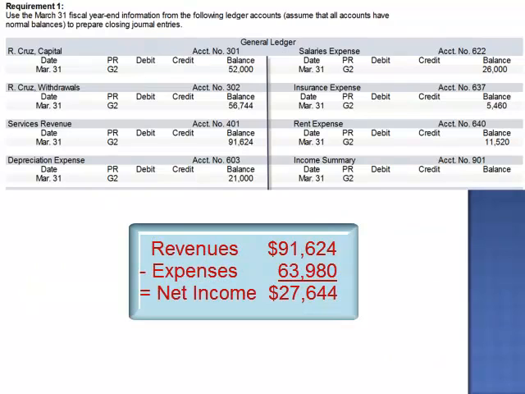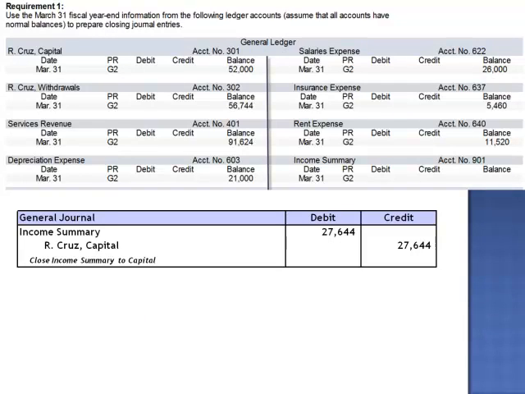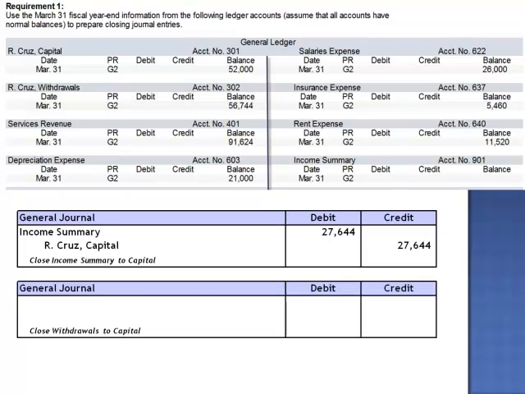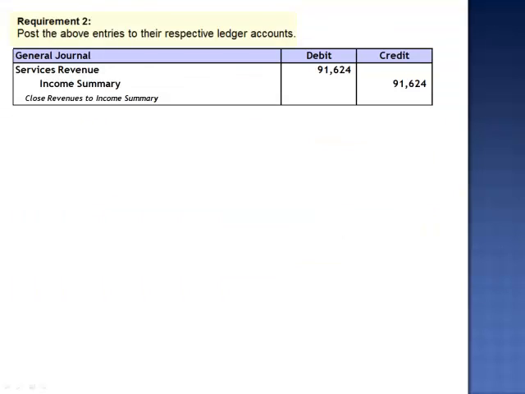Net income in the current period is $27,644. The balance in income summary is transferred to capital: debit income summary, and credit the owner's capital account. And the final step is to close the balance in the withdrawal account. The owner has withdrawn $56,744 in the current period. The withdrawal account has a normal debit balance. To close the withdrawal account, we debit the owner's capital account and credit the owner's withdrawal account.